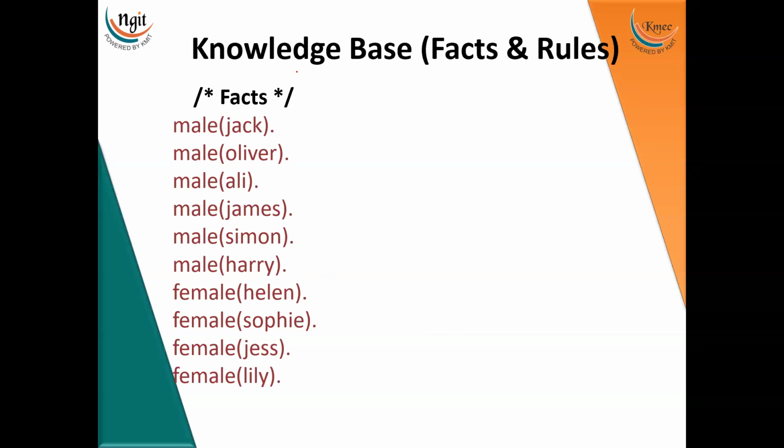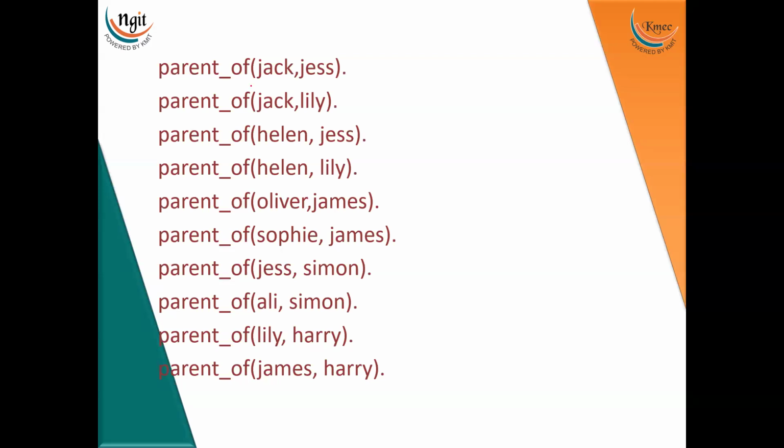This is an example of a knowledge base. Now we are giving these facts and rules. These are some of the facts. So how are we going to read this particular fact? Jack is a male, Oliver is a male, Helen is a female, Sophie is a female. We know this representation; we already saw it in the predicate logic. Now here, another type of facts. Jack is a parent of Jess. Jack is also a parent of Lily. Like that we are going to read.